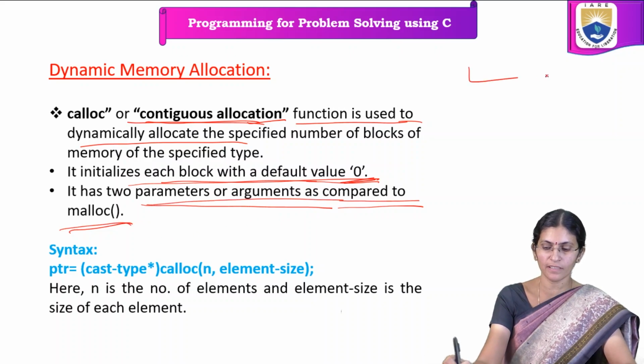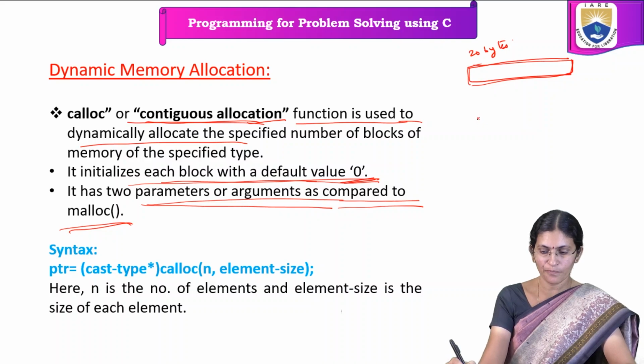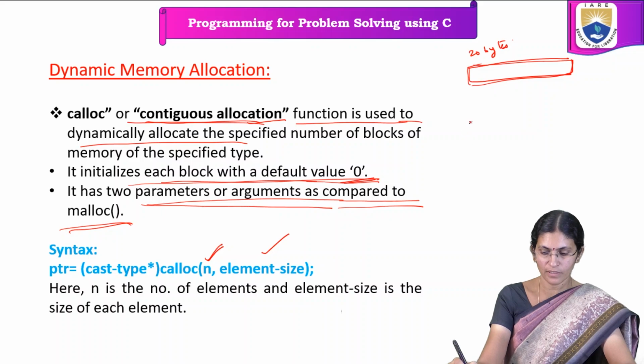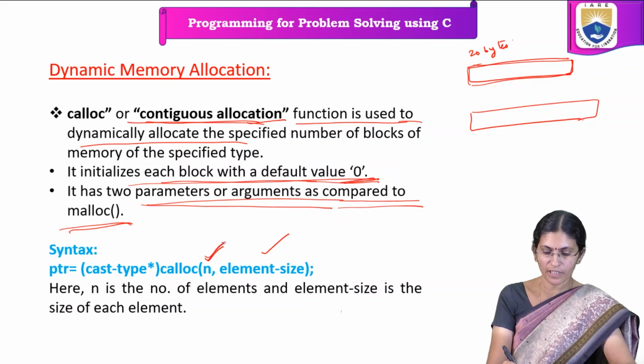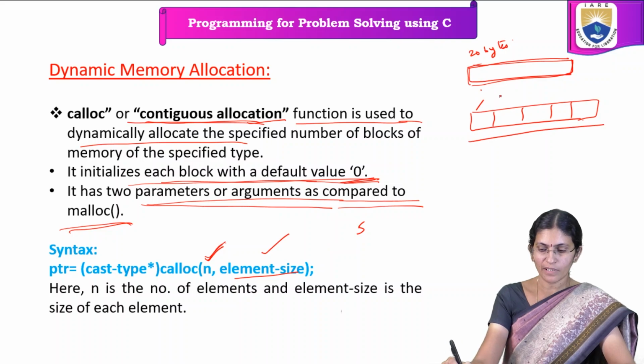Malloc allocates a single block of memory of the specified type. Suppose 20 bytes are required, so 20 bytes are allocated in a single block. Whereas in case of calloc, we need to give 2 parameters. We need to mention the number of blocks as well as the block size. Suppose 20 bytes are required, and here we have specified 5. So the number of blocks is 5: 1, 2, 3, 4 and 5. The element size, suppose the size of each block is 4, so a total of 20 bytes will be allocated.